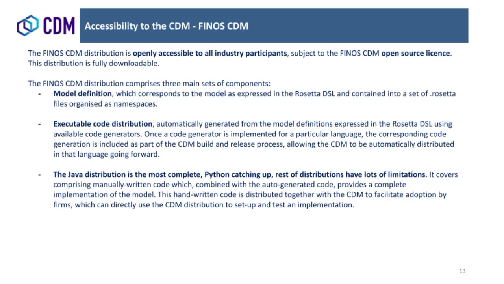Okay, I guess Maurizio will go ahead. So how does it work? We have a set of models that are expressed in DSL. It used to be called Rosetta DSL. It's now called Rune. This is the syntax of the model, and from that model we have code generators that generate the code into Java, Python, and so on. As I said before, the Java distribution is the most complete, but we now have Python and others also available.